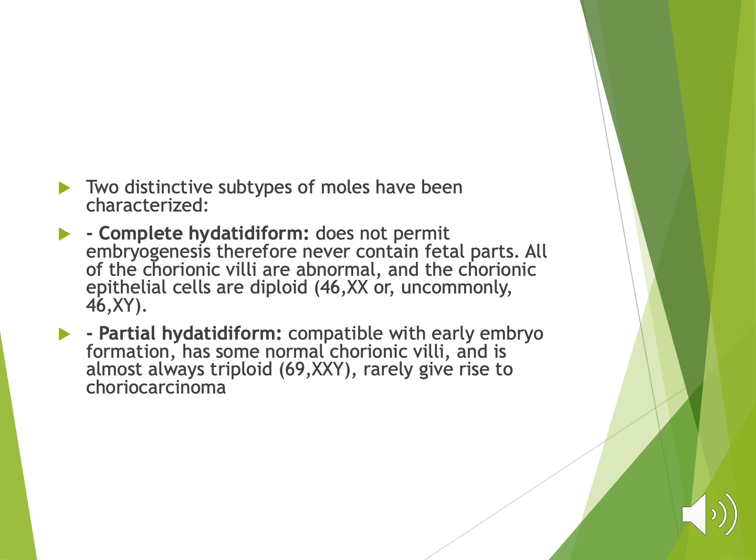On the other hand, partial mole is seen when one normal ovum with one set of 23 maternal chromosomes is fertilized by 2 sets of paternal chromosomes, resulting in triploid chromosomal sets. This can allow for embryogenesis, and fetal parts can be seen sometimes in partial moles, but never in complete moles.